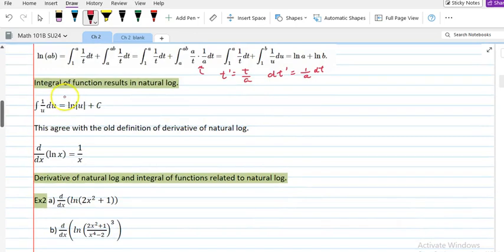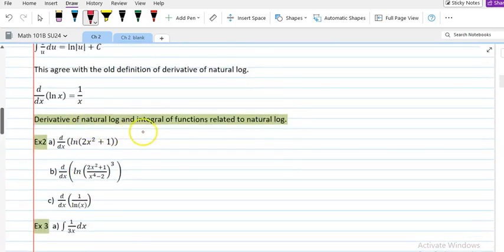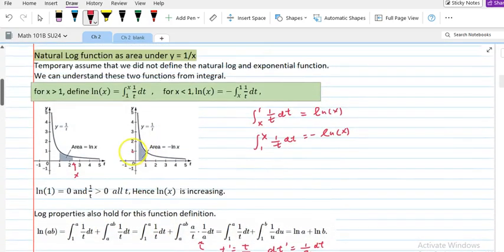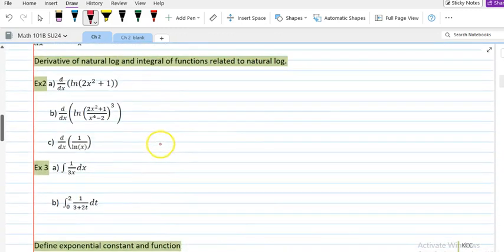So we can still use this integral, or actually the antiderivative: the integral of 1 over u du would be ln absolute value of u plus c. And because of the antiderivative, if I take d dx on both sides, d dx of ln x would equal 1 over x. So this is what we had before. So when we define log this way, it matches exactly what we have done before. So it's nothing new, but you can think about ln x as an area function now.